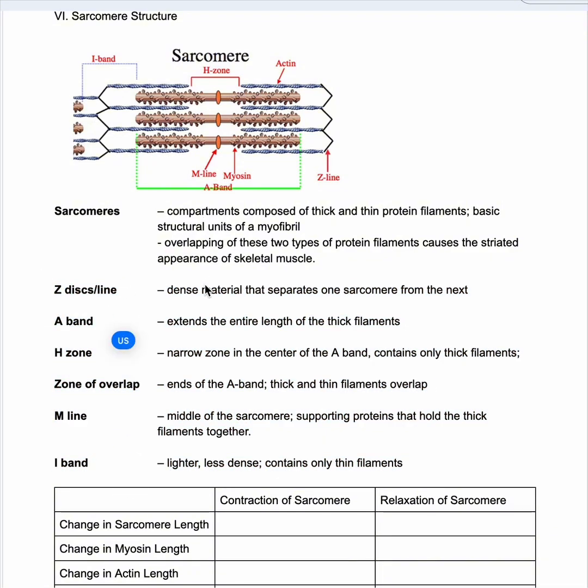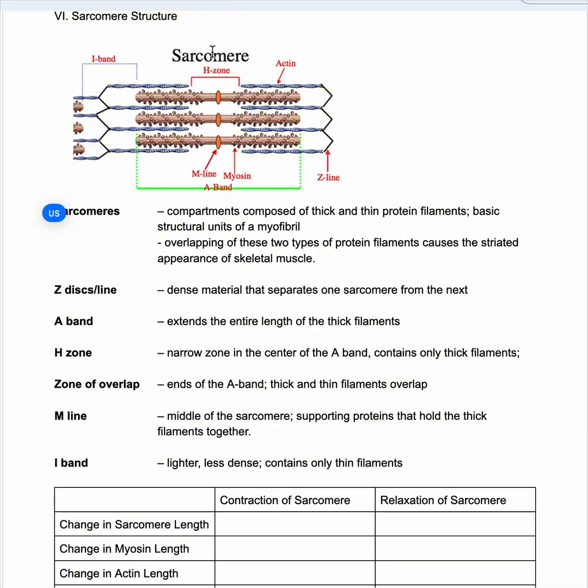The Z-discs is the dense material that separates one sarcomere from the next, so it's kind of just where you see one sarcomere starts, another one ends, so from here to here. A-band extends the entire length of the thick filaments, so the A-band right here, these are the thick filaments. It's the entire length, including even any overlap. The H-zone only has thick filaments, so this here is the H-zone, no overlap included, just thick filaments. The zone of overlap is, of course, the zone where it's overlapping.